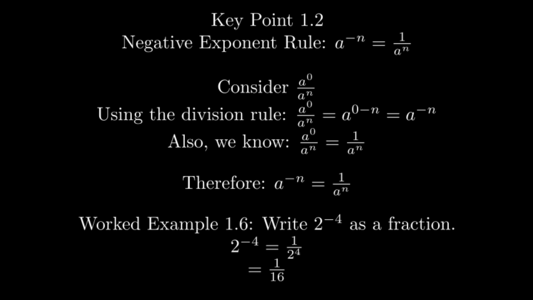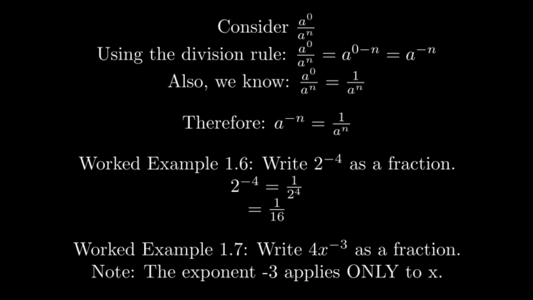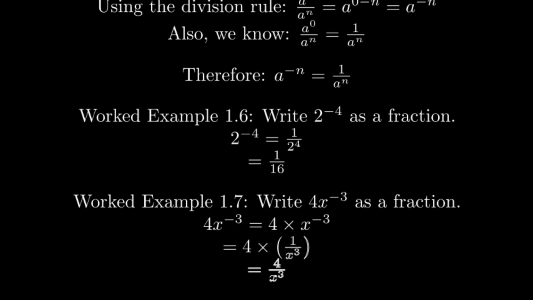Here's a slightly trickier one. Be careful about what the exponent applies to. Let's write 4x to the negative 3 as a fraction. A common mistake here is to apply the exponent to the 4 as well. But there are no parentheses, so the negative 3 exponent only applies to its immediate base, which is x. So the 4 stays in the numerator, and x to the negative 3 becomes 1 over x cubed. Multiplying them gives us 4 over x cubed.